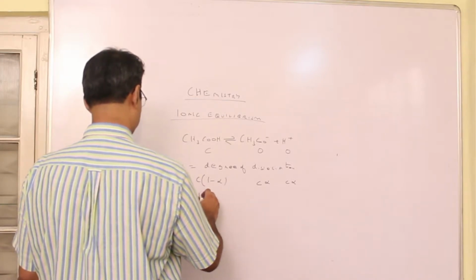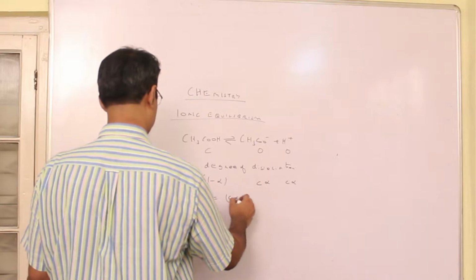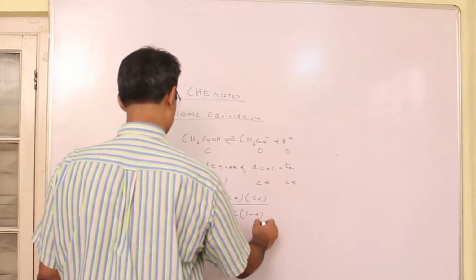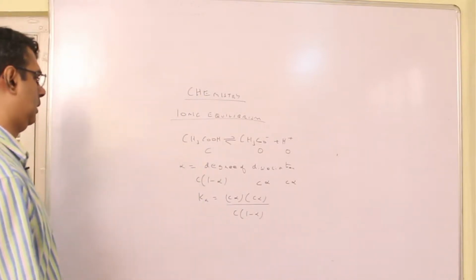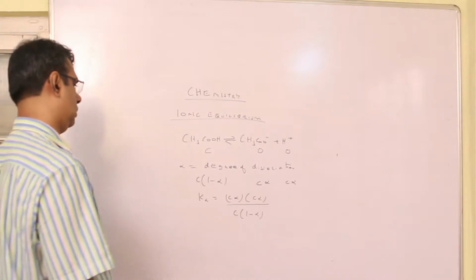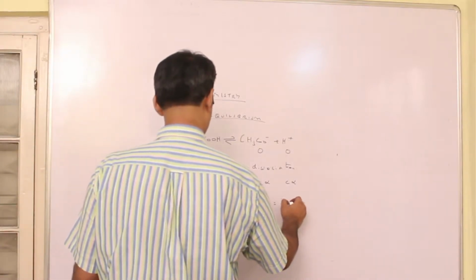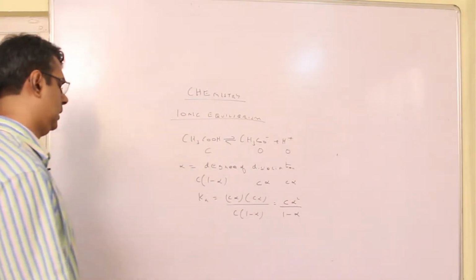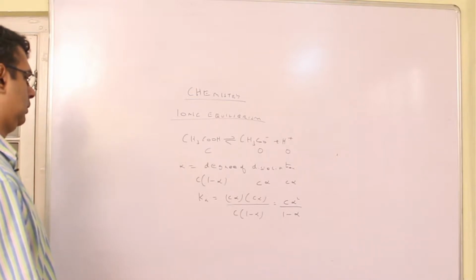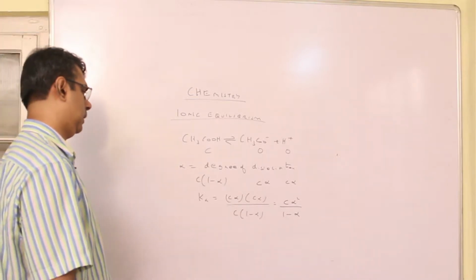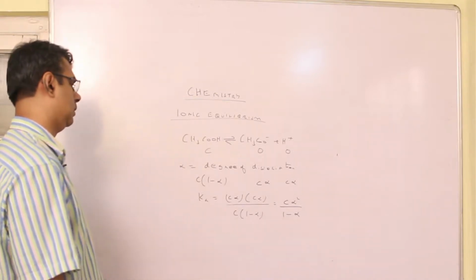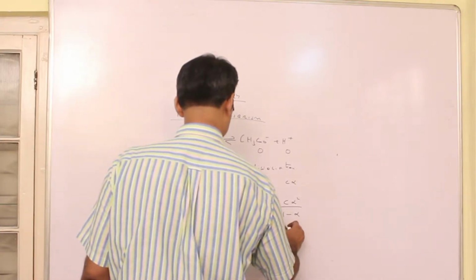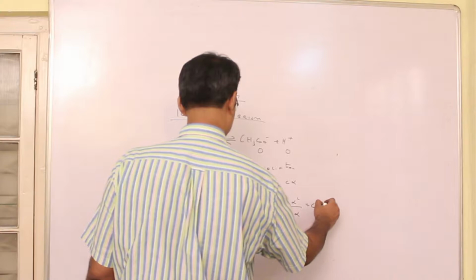So the equilibrium constant will be C alpha into C alpha by C into 1 minus alpha. That is coming C alpha square by 1 minus alpha. Now alpha is the degree of dissociation, and I told you that it is a very small value. So we can take 1 minus alpha approximately equal to 1.